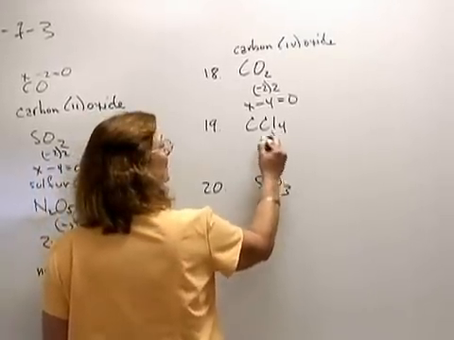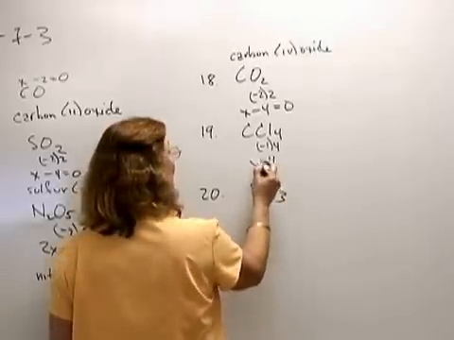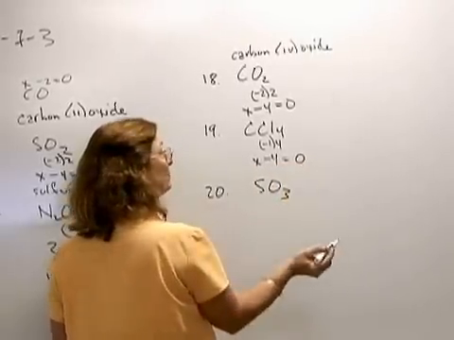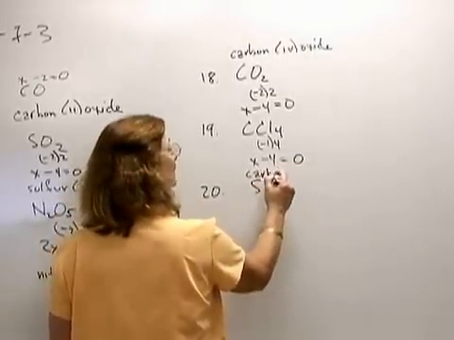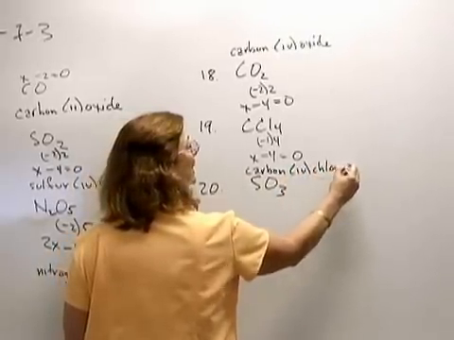Chlorine is -1. There are 4 of them. That gives me a -4. There's only one carbon and compounds are 0. So this is carbon, Roman numeral 4, chloride.